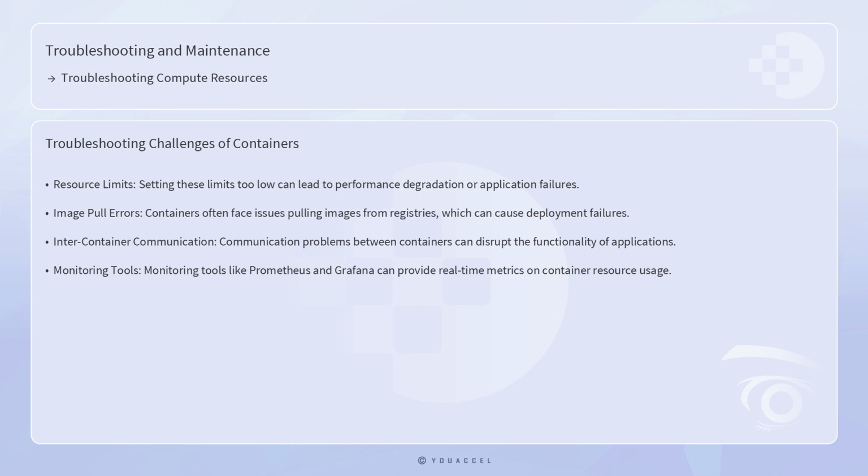Resource limits can be set at the container level to prevent any single container from consuming excessive resources. However, setting these limits too low can lead to performance degradation or application failures. Monitoring tools like Prometheus and Grafana can provide real-time metrics on container resource usage, helping to fine-tune resource limits.